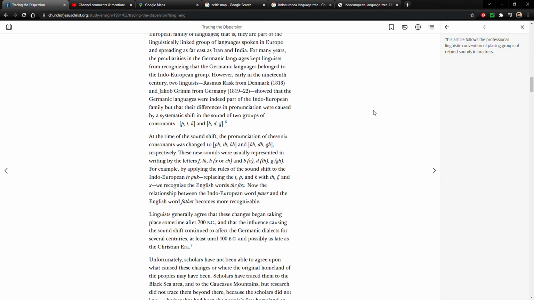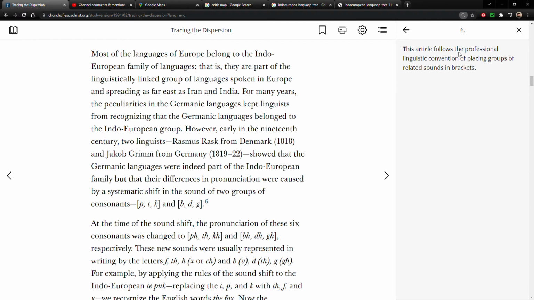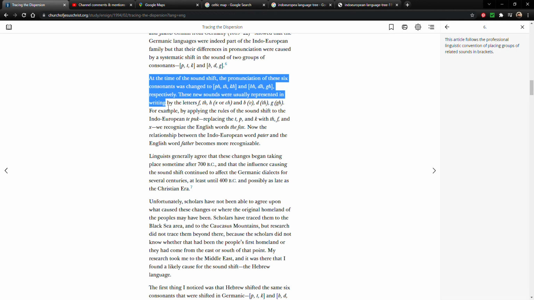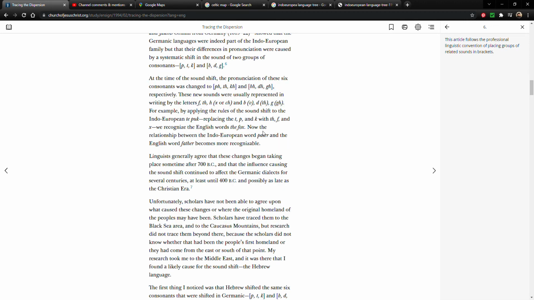Let's see. Footnote 6. This article follows the professional linguistic convention of placing groups of related sounds in brackets. Okay. Well, I'm glad that I know that now. At the time of the sound shift, the pronunciation of these 6 consonants was changed to PH, TH, KH, and BH, DH, and GH, respectively. These new sounds were eventually represented in writing by the letters F, TH, H, X, or CH. Okay, this is getting a little detailed here, sir.